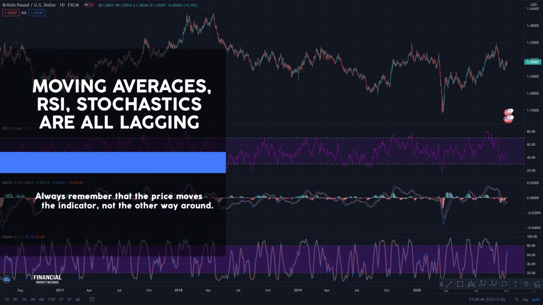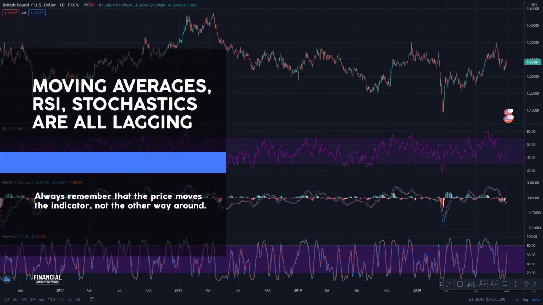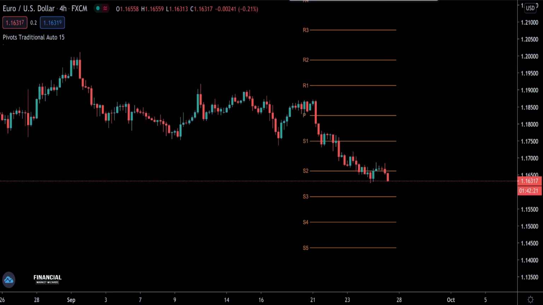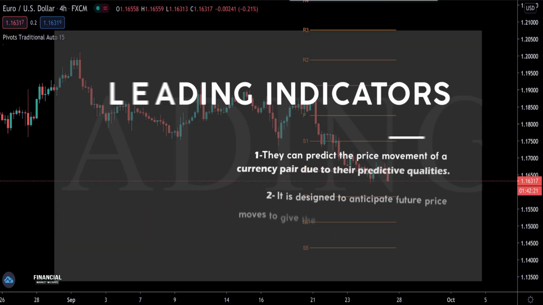Moving averages, RSI and stochastics are all lagging. Always remember that the price moves the indicator, not the other way around. This is also why they look so good in hindsight when you examine them on the left side of a chart where the price has already unfolded. Leading indicators, on the other hand, are different.